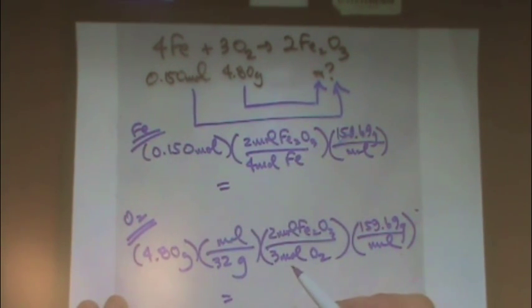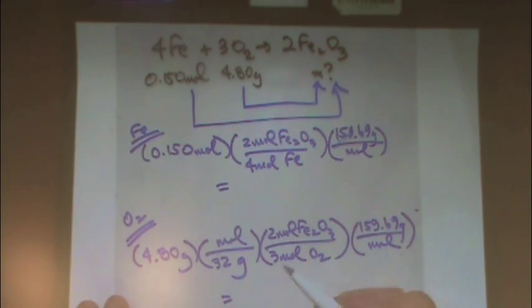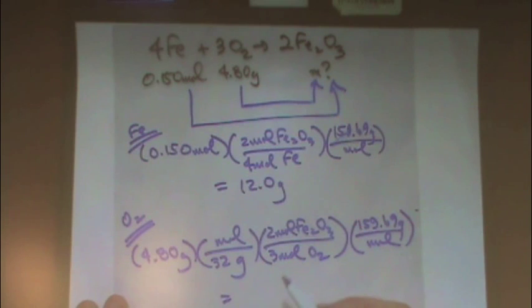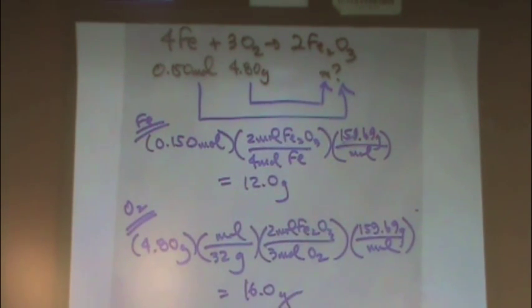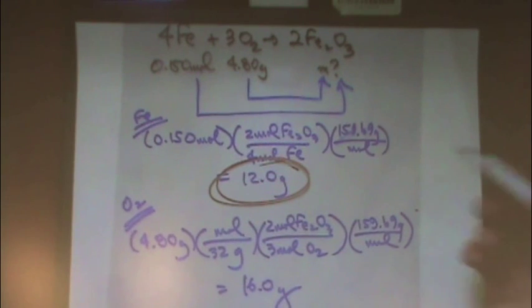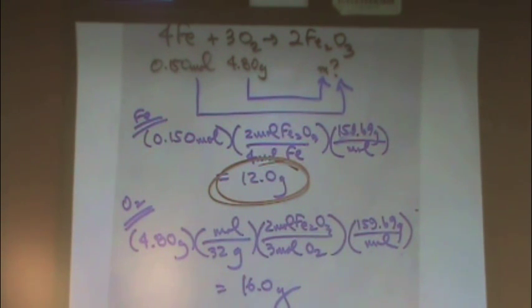The top one ends up being about 12 grams. The bottom one, starting with the oxygen, turns out to be about 16 grams. Okay, so which one's the correct answer, top or bottom? Top, so I turn out to make 12 grams because I'm picking a smaller number. What else will I need? Let's see. So that's the mass produced.